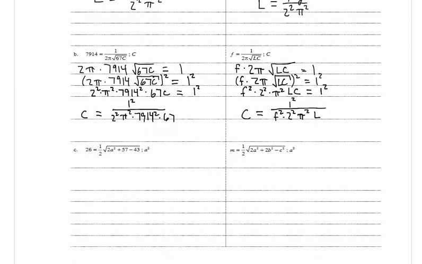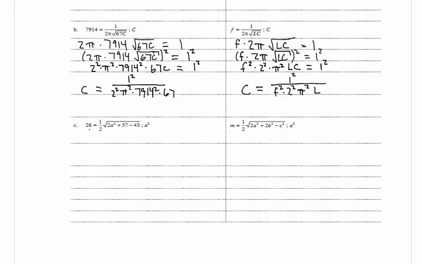And in C, we have 26 is equal to 1/2 times the square root of 2a squared plus 57 minus 43, and we want to solve for a squared. So the first thing I'm going to do is multiply both sides by 2. So I have 2 times 26 is equal to the square root of 2a squared plus 57 minus 43. And now I'm going to square both sides.